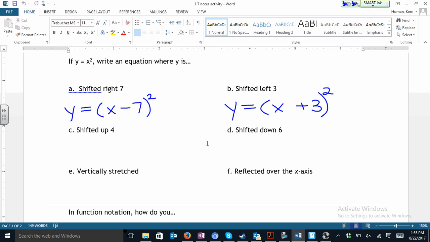Okay? Let's talk about shifted up 4. What would that look like? Y equals x squared plus 4. Okay, so this is kind of what you guys had. You just put parentheses around it. Okay, the parentheses really didn't do anything to the function itself. Does that make sense? Okay.